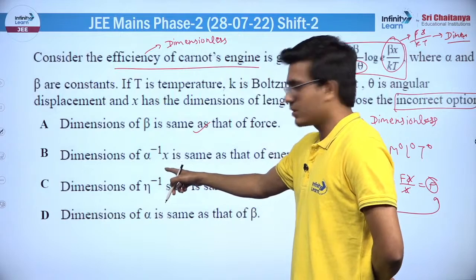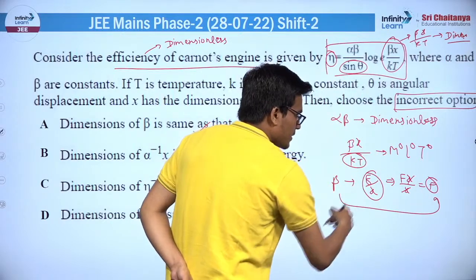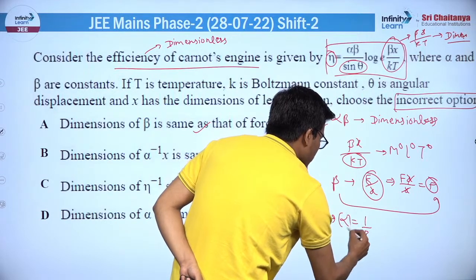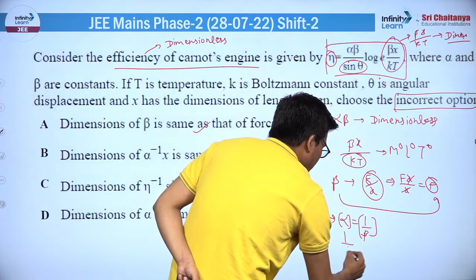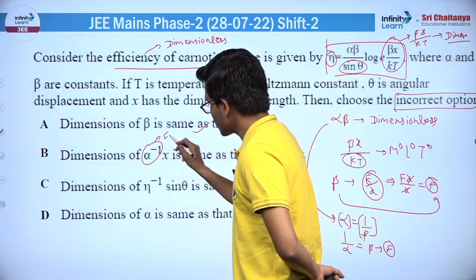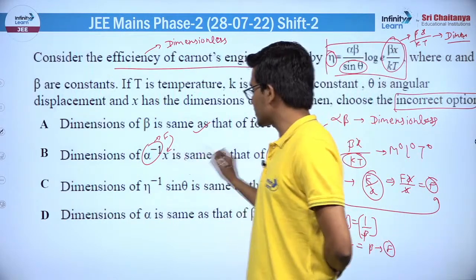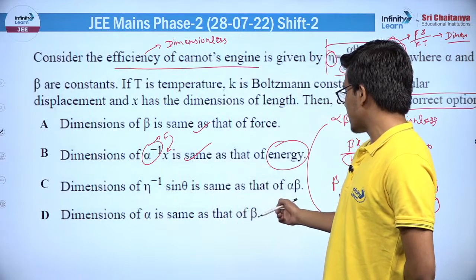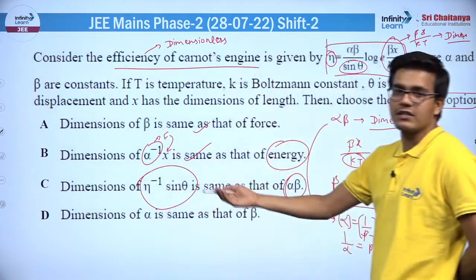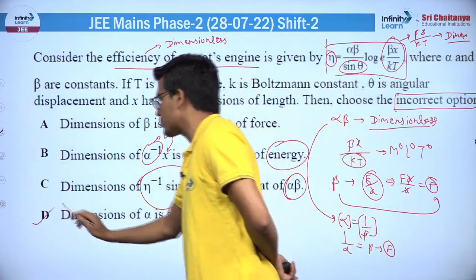Dimension of 1 by alpha, or you can say 1 by alpha x, is same as that of energy. If the dimension of beta is force, and alpha beta is dimensionless, then alpha is equal to 1 by beta in dimension, means 1 by alpha has the dimension of beta only, that is force. So alpha inverse is force, force into displacement will be work, that is energy. So this is also a right statement. Dimension of eta inverse sin theta is same as that of alpha beta. Alpha beta is dimensionless and this will also be dimensionless. Eta is frequency and sin theta is a mathematical function. So this one is also right, so the remaining one is wrong, that should be my answer.